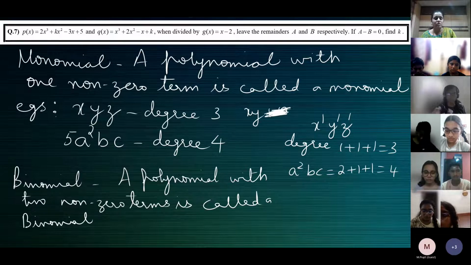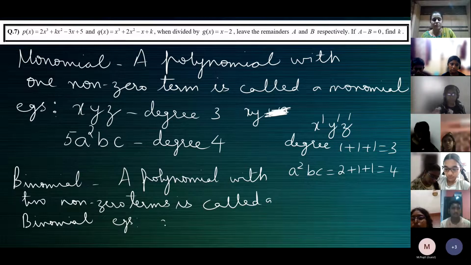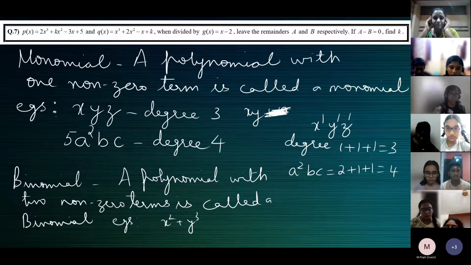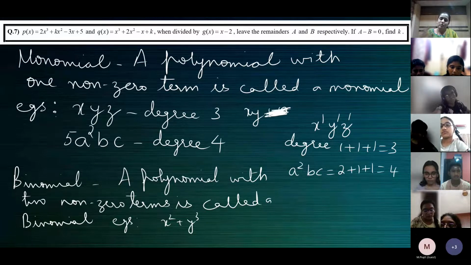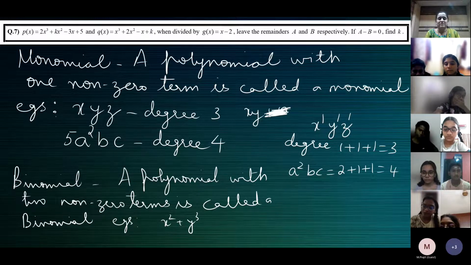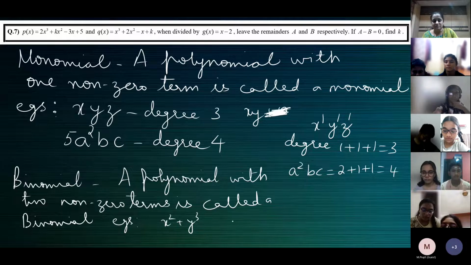So a polynomial with two non-zero terms is called a binomial. Examples like x squared plus y cubed. x squared plus y cubed is a binomial of degree what? Of degree 3, ma'am. It is a binomial of degree 3. You should not add 2 and 3 here. x square is one term. y cube is a different term. In the term x square, the power is 2. In the term y cube, the power is 3. The highest power is 3. So the degree is 3.